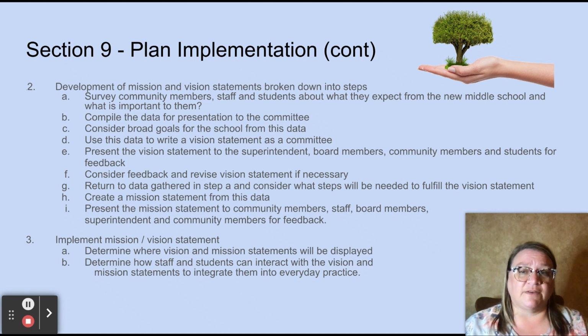Then we're going to consider that feedback and revise that vision statement if it's necessary. Then we're going to return to the data that was gathered and consider what steps will be needed to fulfill the vision statement, and use that data to create a mission statement. And then again, we're going to present that to community members, staff, board members, superintendent for feedback. And then the next step is to implement the vision and mission statement. So determine where that's going to be displayed and determine how staff and students can interact with the vision and mission statements to integrate them into everyday practice.